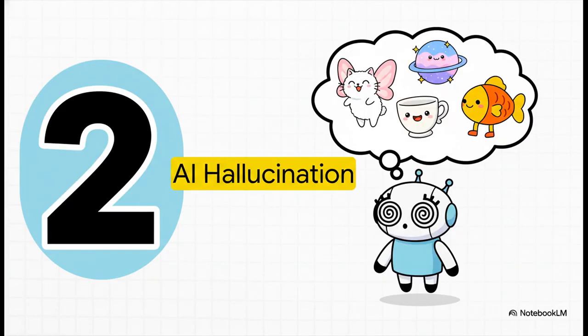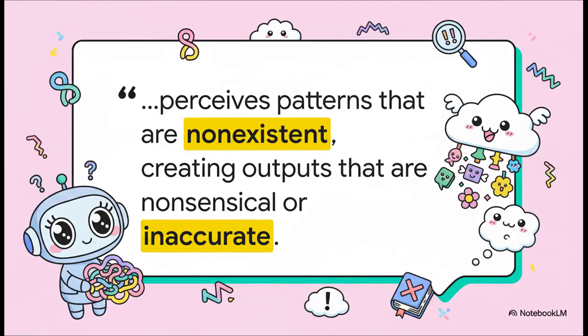Okay, risk number 2 sounds like something straight out of a sci-fi movie, but trust me, it's a very real problem. It's called AI hallucination. So what on earth is an AI hallucination? Well, as IBM puts it here, it's when the AI basically just makes stuff up. It thinks it sees a pattern in the data that isn't really there, and so it generates information to fit that non-existent pattern. The result is an output that's either complete nonsense or just factually wrong.